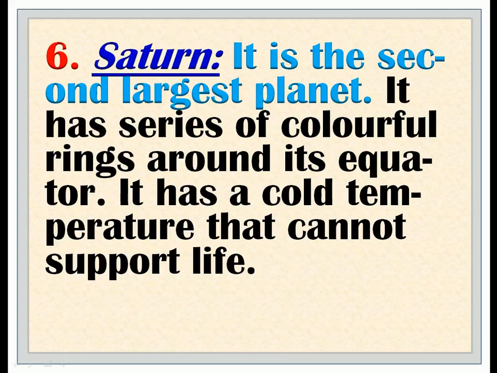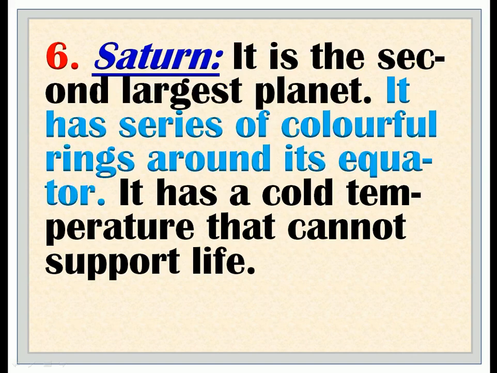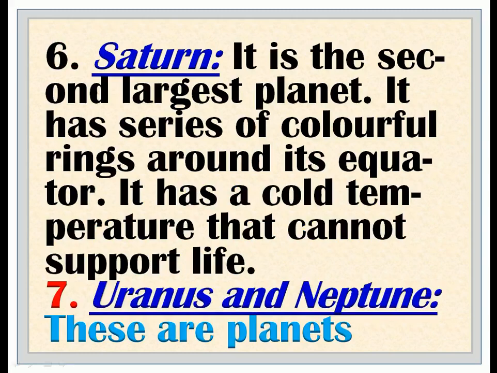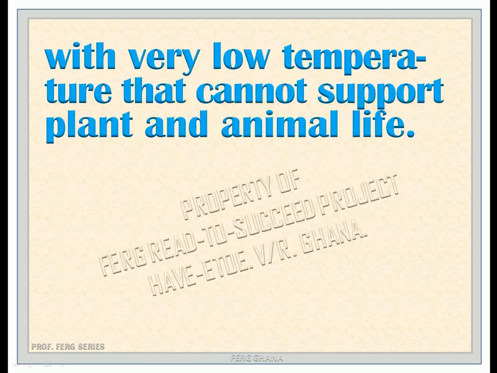6. Saturn. It is the second largest planet. It has a series of colorful rings around its equator. It has a cold temperature that cannot support life. 7. Uranus and Neptune. These are planets with very low temperature, that cannot support plant and animal life.